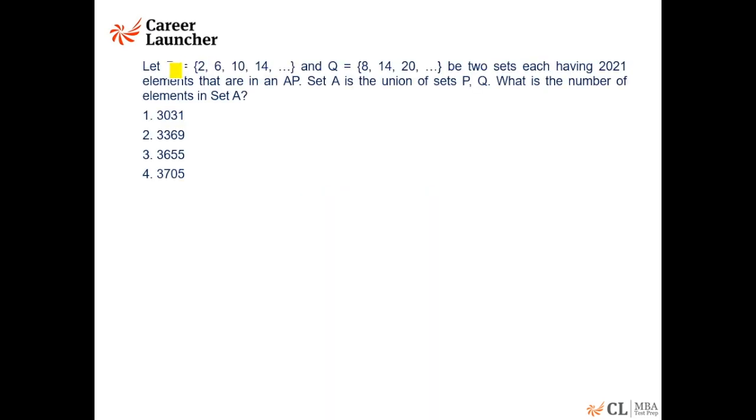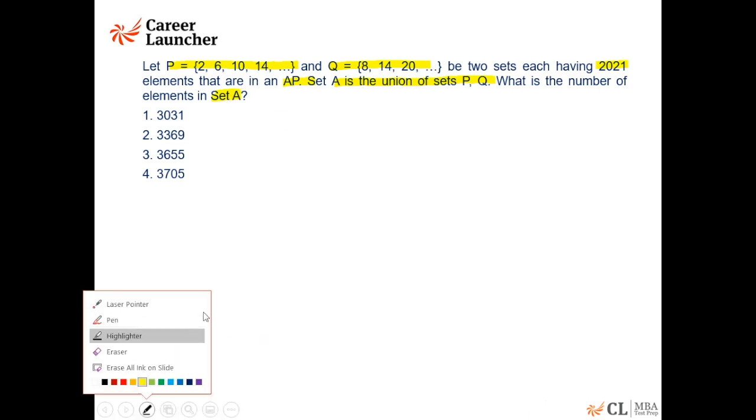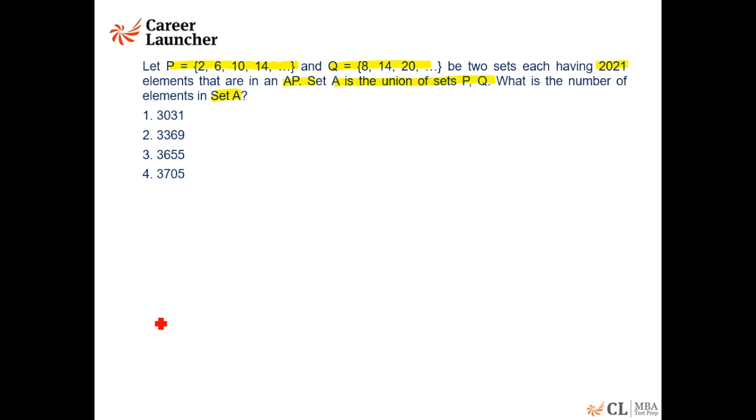Don't worry about it. Let P and Q be two sets each having 2021 elements that are in AP. Set A is the union of sets P and Q. What is the number of elements in set A? Now this is a question of arithmetic progression. I am sure most of you know how to do it mathematically. The only reason I picked it up is because of the choices. They are not close to each other. If they are not close to each other, that means I can approximate and save a lot of time. Let me show you how.